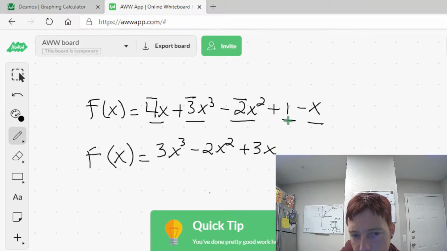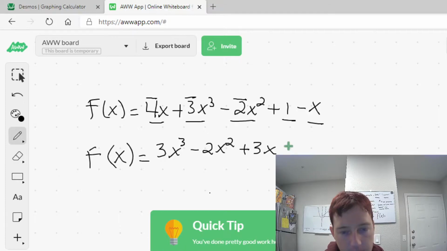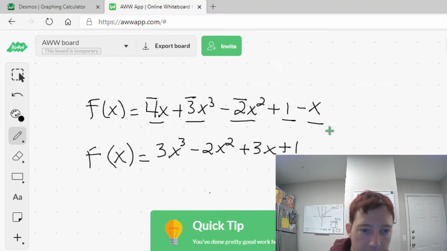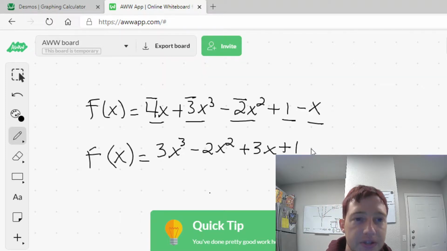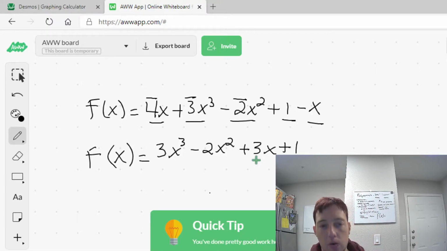And then our last term is just a constant. And a constant is really important in a lot of mathematical formulas because it determines what the starting condition is. So plus 1. That's the last term right there. 3x cubed minus 2x squared plus 3x plus 1 is our equation. And this guy happens to be a cubic. He is a cubic equation. And those act a certain way.